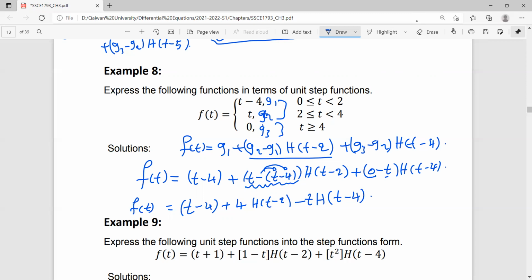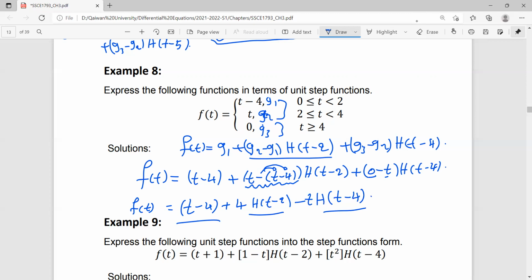You don't use anything else. If these two were equal you could, but they never will be equal. This is the simplest form, because here you have h of t minus 2, here we have h of t minus 4, and here you have no h function.